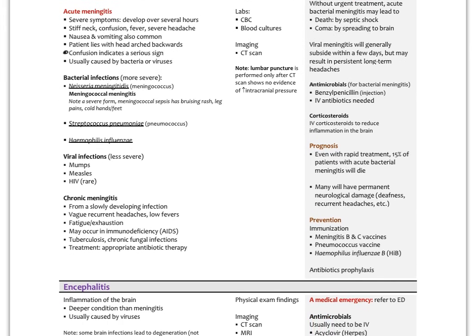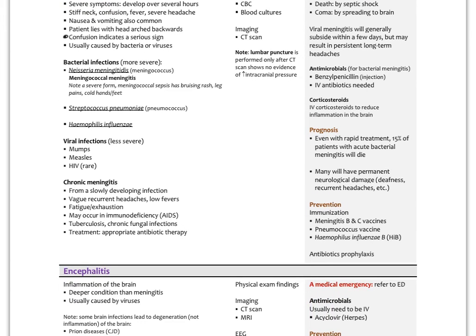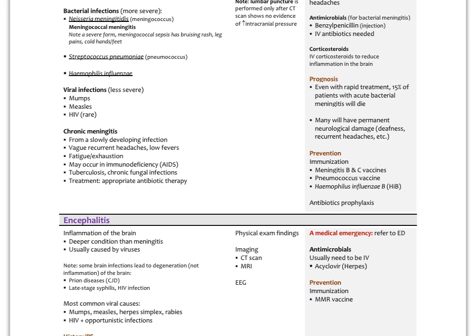So unfortunately, even with rapid treatment, 15% of patients with acute bacterial meningitis will die. Many will also have permanent neurological damage, deafness, recurrent headaches. So really the emphasis in the medical community here is on prevention, and that's through immunization.